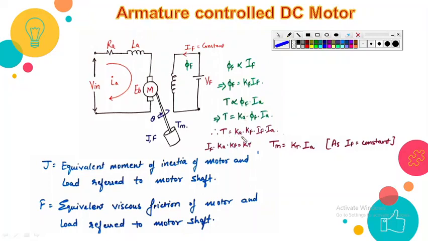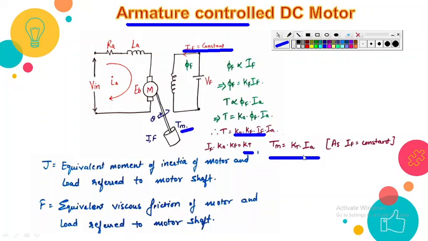So my torque will be equal to KF into KA into IF into IA. And when we are talking about an armature controlled DC motor, it has been established that IF will be a constant value. So these three values will be constant, so I can substitute these three constants as KT, and I can say that my TM is equal to KT into IA.